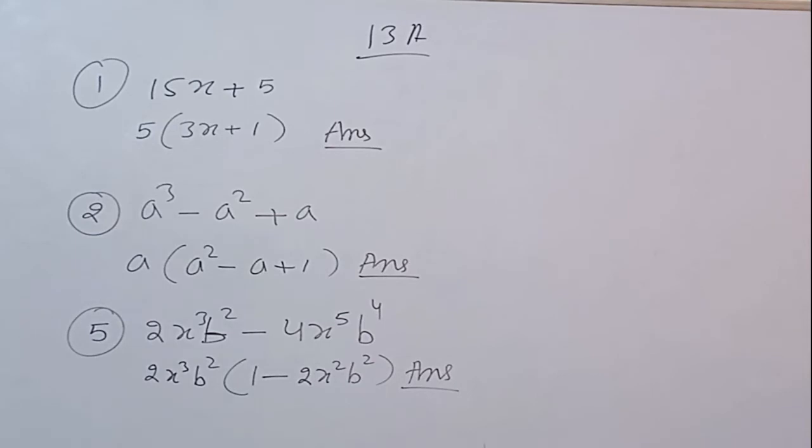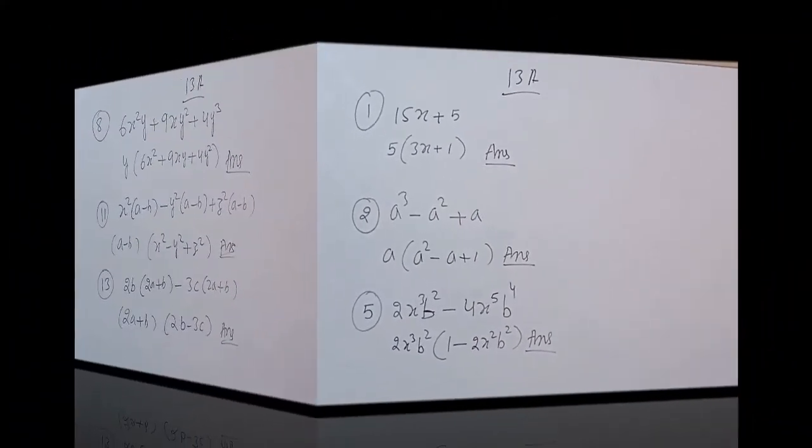Now I am taking question number 5: 2x cube b square minus 4x to the power 5 b to the power 4. By inspection we can find easily that 2x cube b square is the greatest monomial that can divide both terms completely. Taking it outside, inside the bracket we have 1 minus 2x square b square. In that manner you will do questions number 1, 2 and 5.